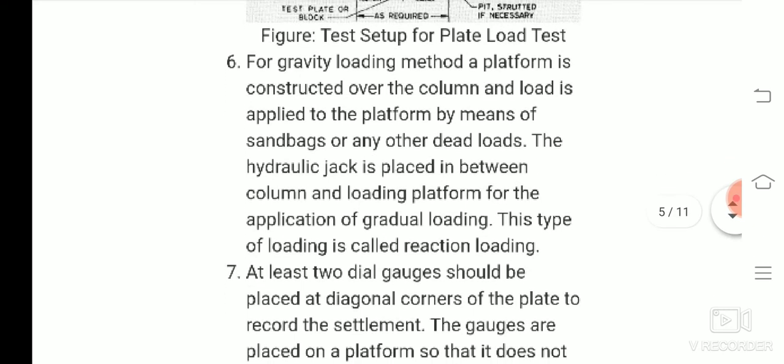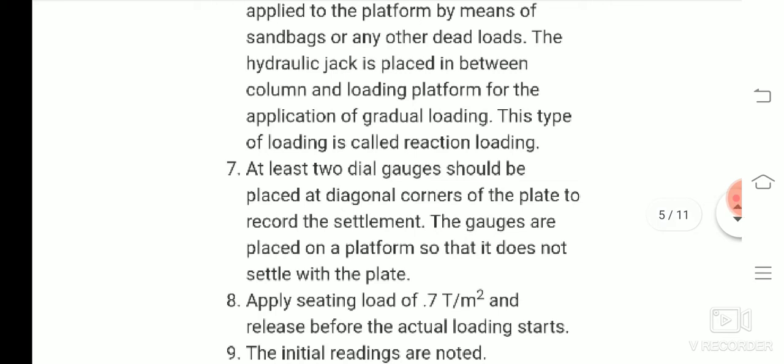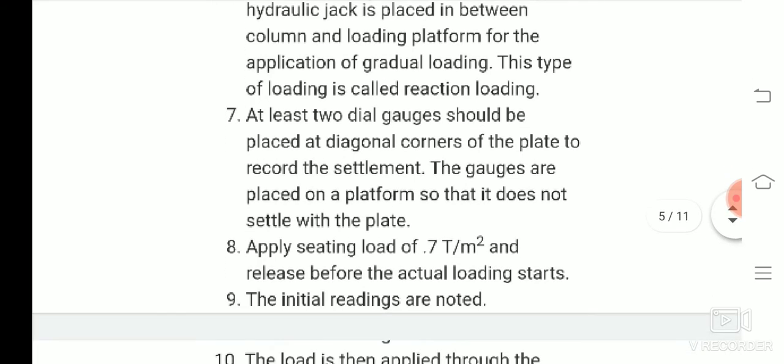The hydraulic jack will be placed in between the column and the loading platform for the application of gradual loading. This type of loading is known as reaction loading. At least a minimum of 2 dial gauges should be placed at the diagonal corners of the plate to record the settlement. The gauges are normally placed on the platform so that it does not settle with the plate.